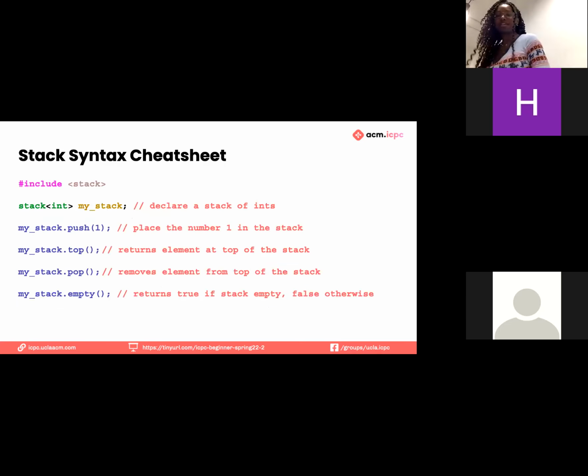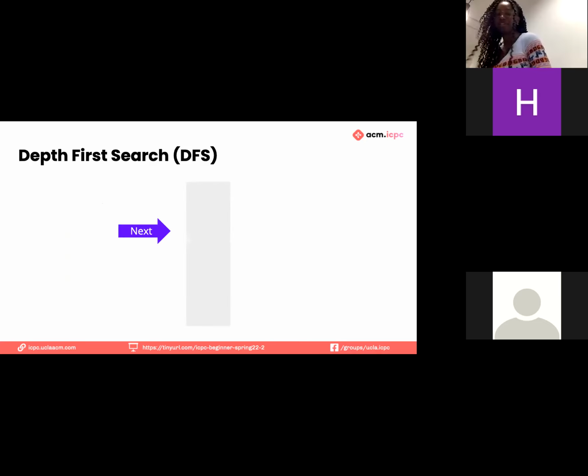Does that make sense? Okay. And so some syntax for the stack, similar to the queue: you can push something like that. You can check what's on the top using the top function, and you can pop something from the top using the pop function. And again, the pop function doesn't tell you what's at the top, unfortunately. Also, empty will tell you if it's empty or not. Okay, great.